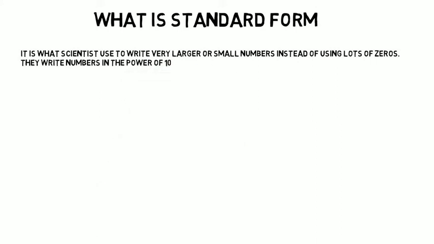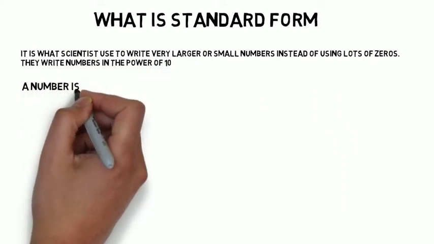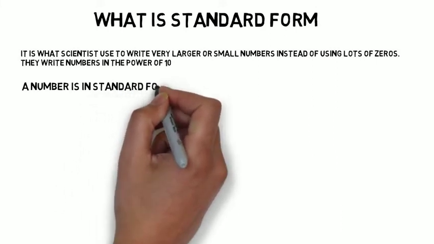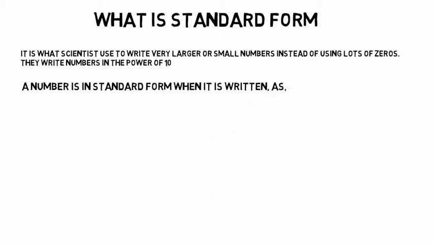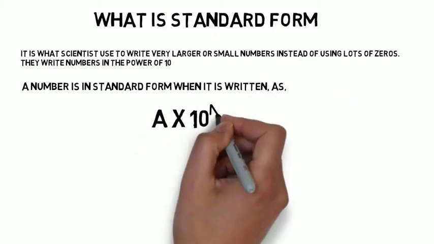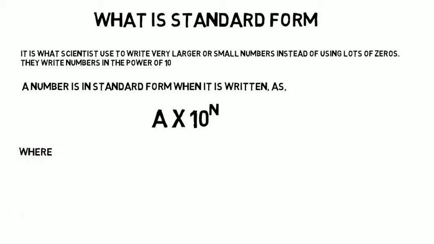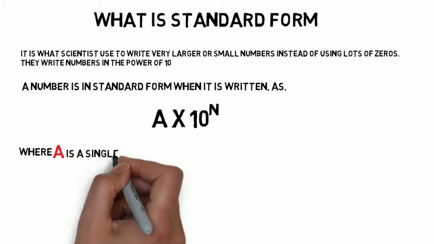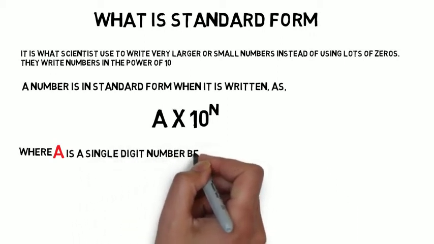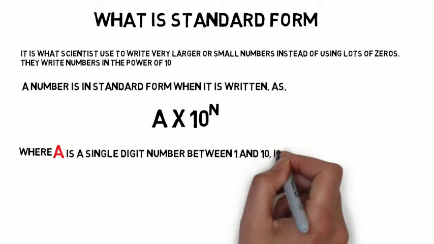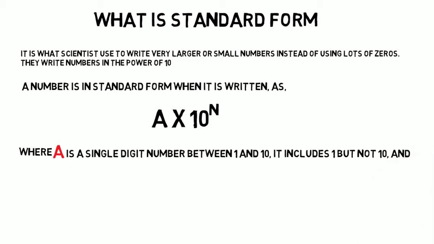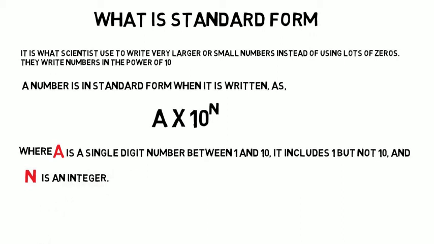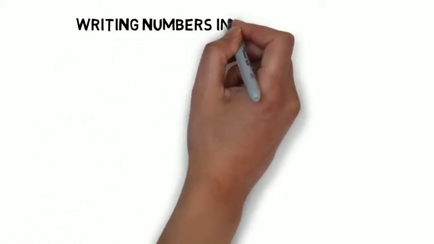They write numbers in the power of 10. That is, a number in standard form, when it is written, has a multiplied by 10 raised to power n. That's an example of how a number is written in standard form, where a is a single digit between 1 and 10, inclusive of 1 but not 10, that is, between numbers 1 to 9. And n is an integer, that is the power. So let's move to writing numbers in standard form.